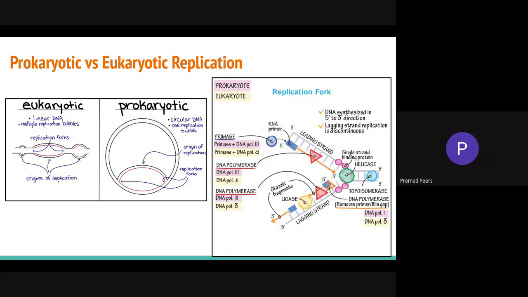However, both use helicase to unwind the DNA. Both involve replication forks. In both, replication proceeds in a 5' to 3' direction, and both have a discontinuous lagging strand and a continuous leading strand.